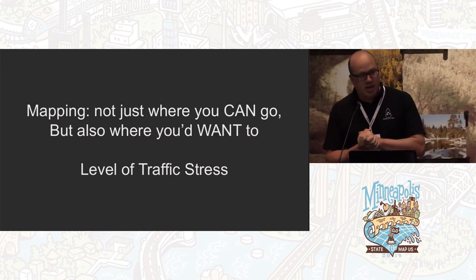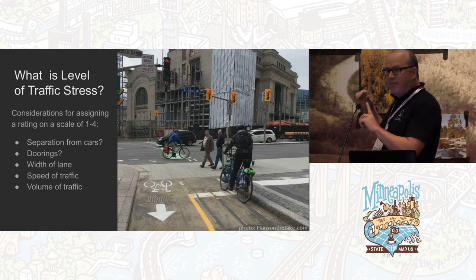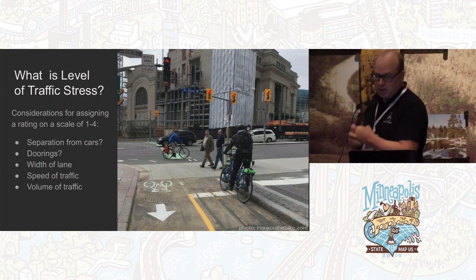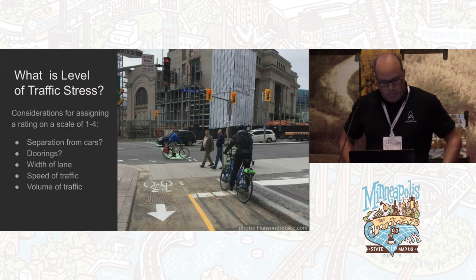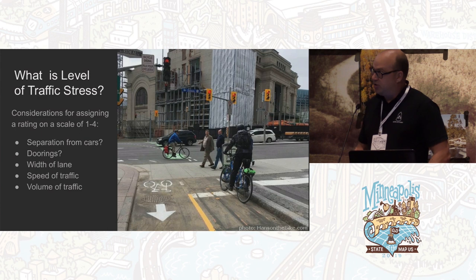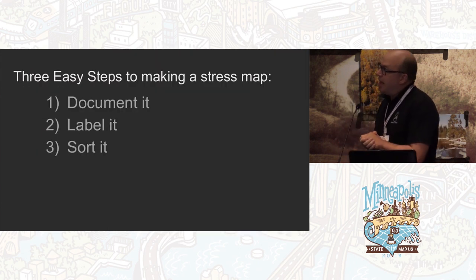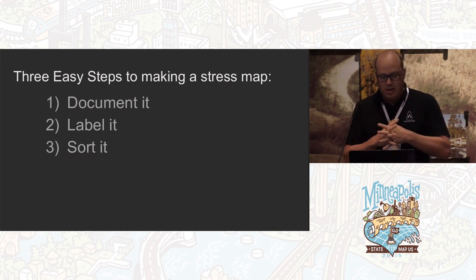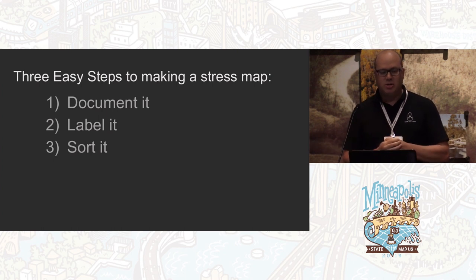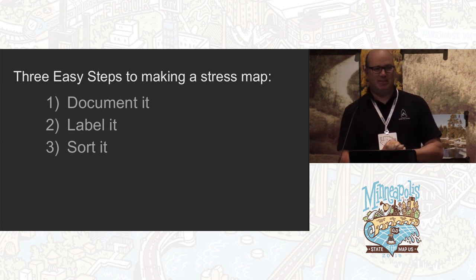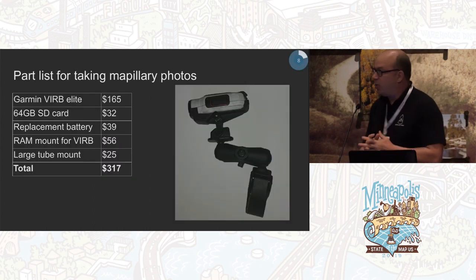So we're going to talk about level of traffic stress, about where you want to go. At the end of that picture, if you followed it to the end, you would actually be at this intersection. We're going to talk about a rating of 1 to 4, and I'm going to skip a bunch of details here because we just heard about that. Heather Shearer, who's the president of Bike Ottawa, describes the process that I'm going to talk about, what we went through, as three easy steps. Easy steps. All right. So first, we want to document.